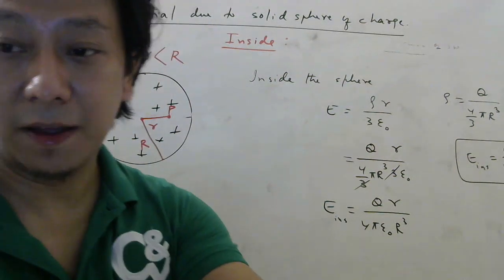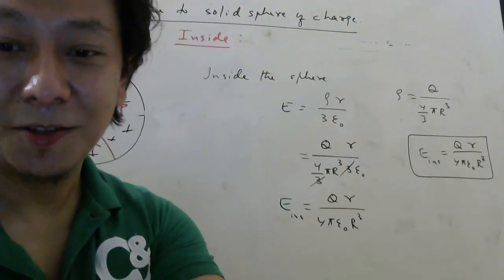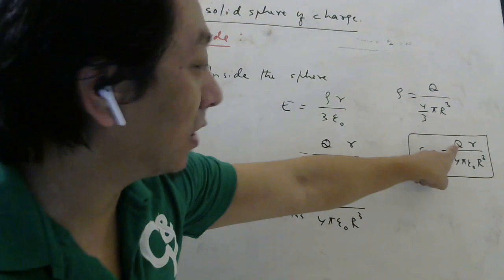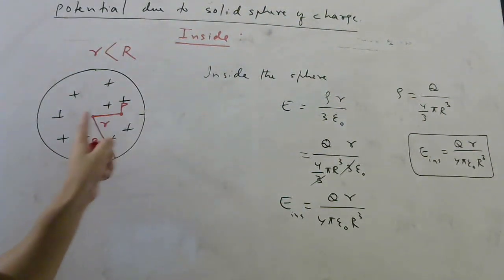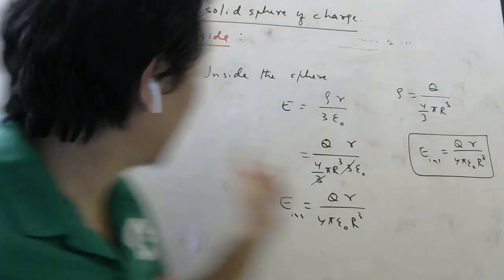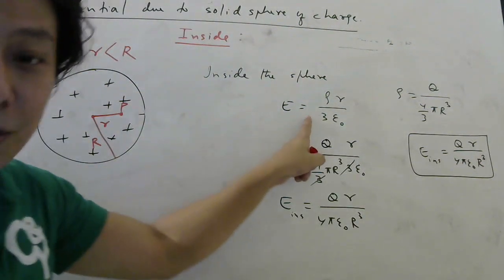Again, it is outside. Sorry. So students, try to remember what is the difference. Capital Q is what? Total charge of the sphere. Small r is distance from the center. And capital R is the radius of the sphere. This we have done, students, already using Gauss law.